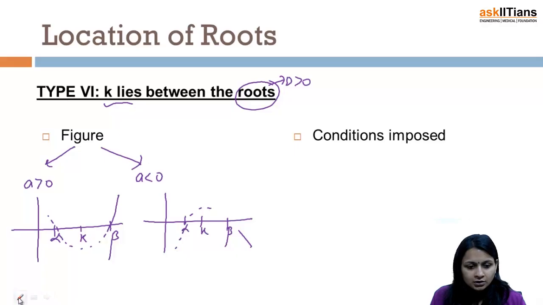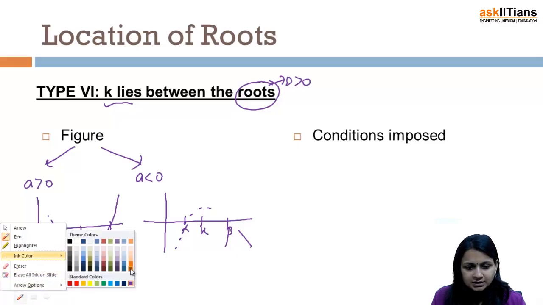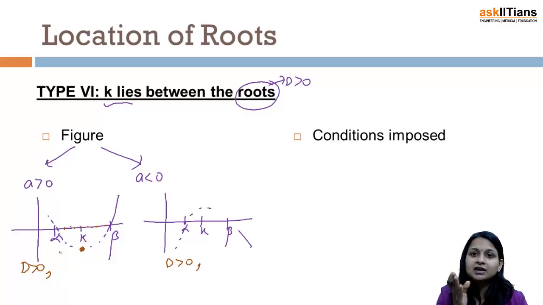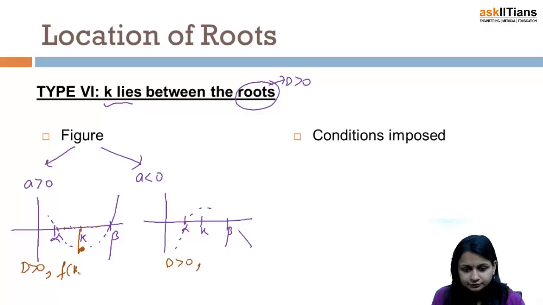Now comes the turn for discriminant and minus b upon 2a. The discriminant D will be greater than 0 in both of them. What about minus b upon 2a? Can I talk about minus b upon 2a in this case? No, because I am not sure about k. k can be anywhere in between alpha and beta, right? So I am not sure whether k will be lying here or here. So nothing we can say about minus b upon 2a. Let's talk about f(k). The sign of f(k) here is negative and here it is positive.